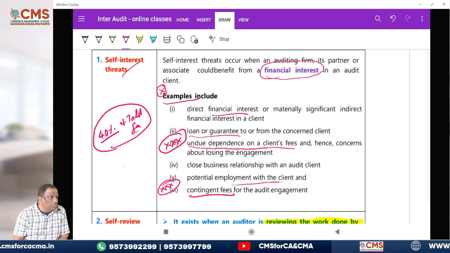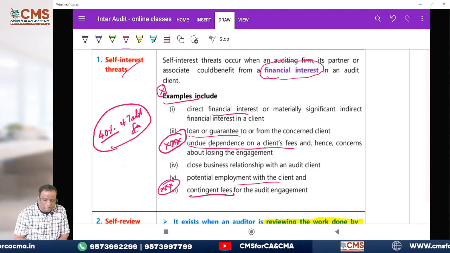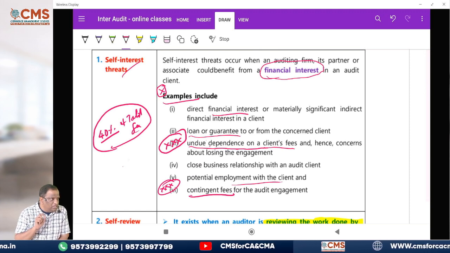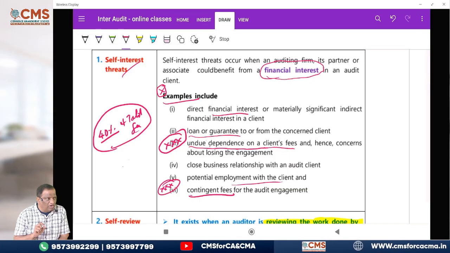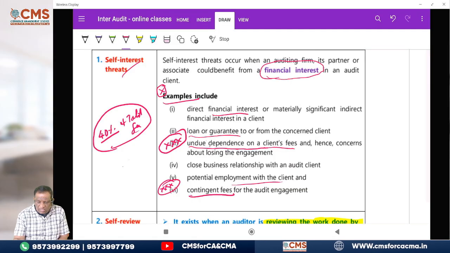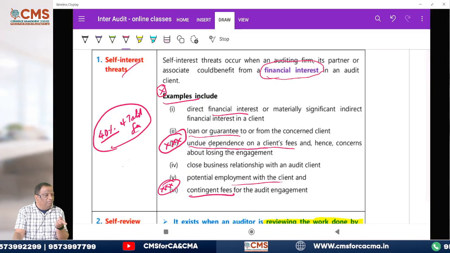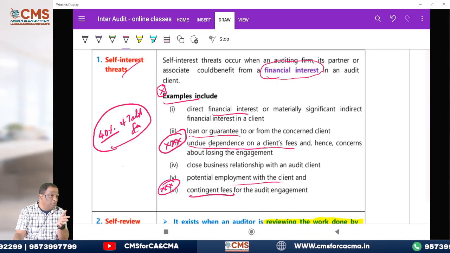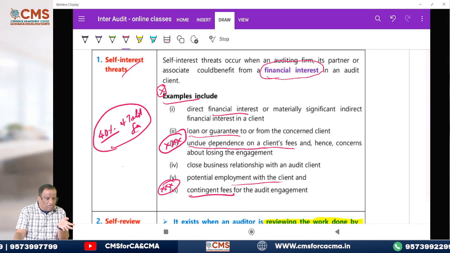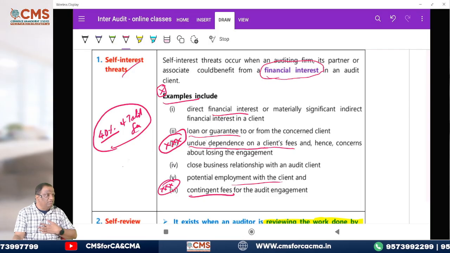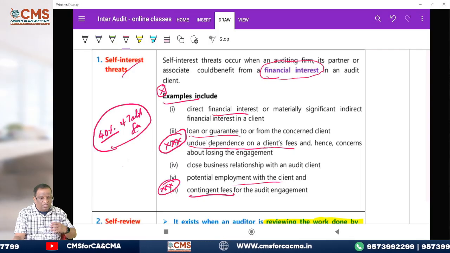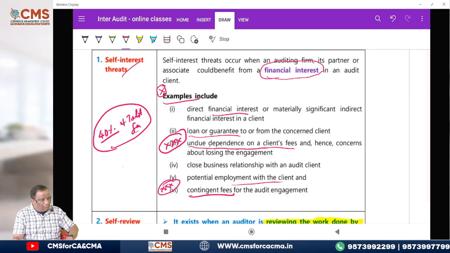Undue dependence on a client's fees. Meaning, from one client, there is a professional ethics code of conduct, which you learn at the final level. That is, from a single client or a group, my revenue should not be more than 40%. I should not depend on a single client for the survival of my office. Then what will happen? If that client is lost, my firm will go flat.